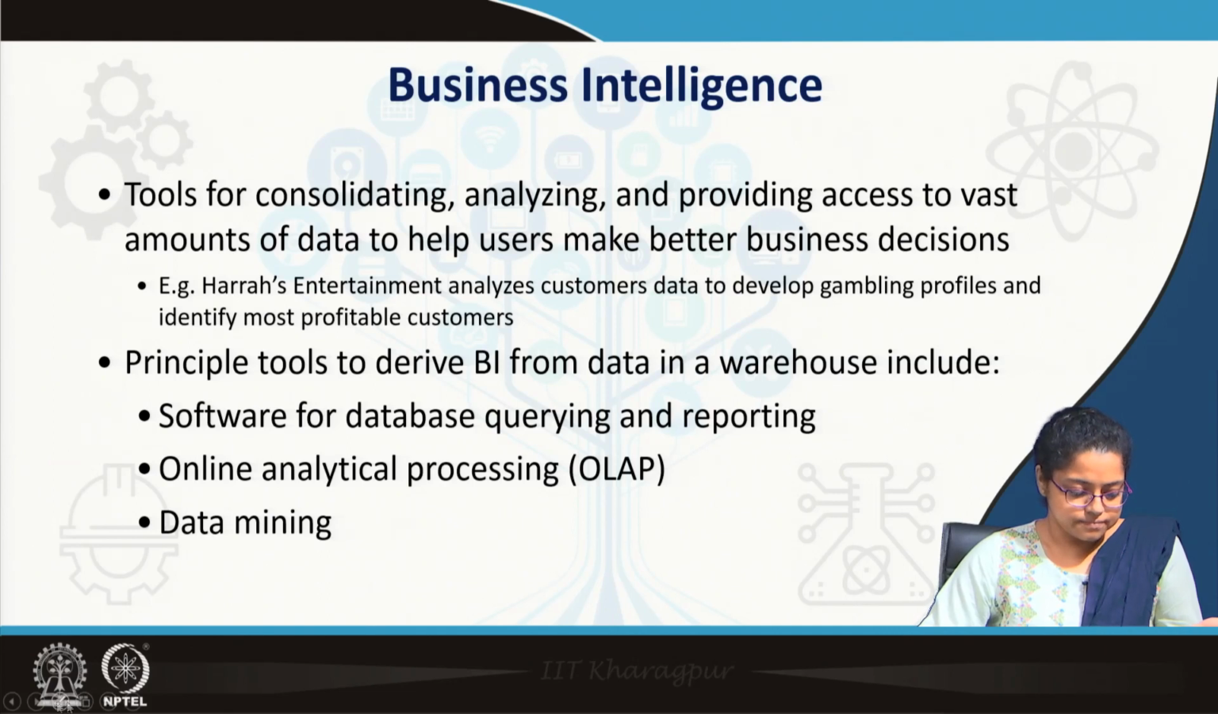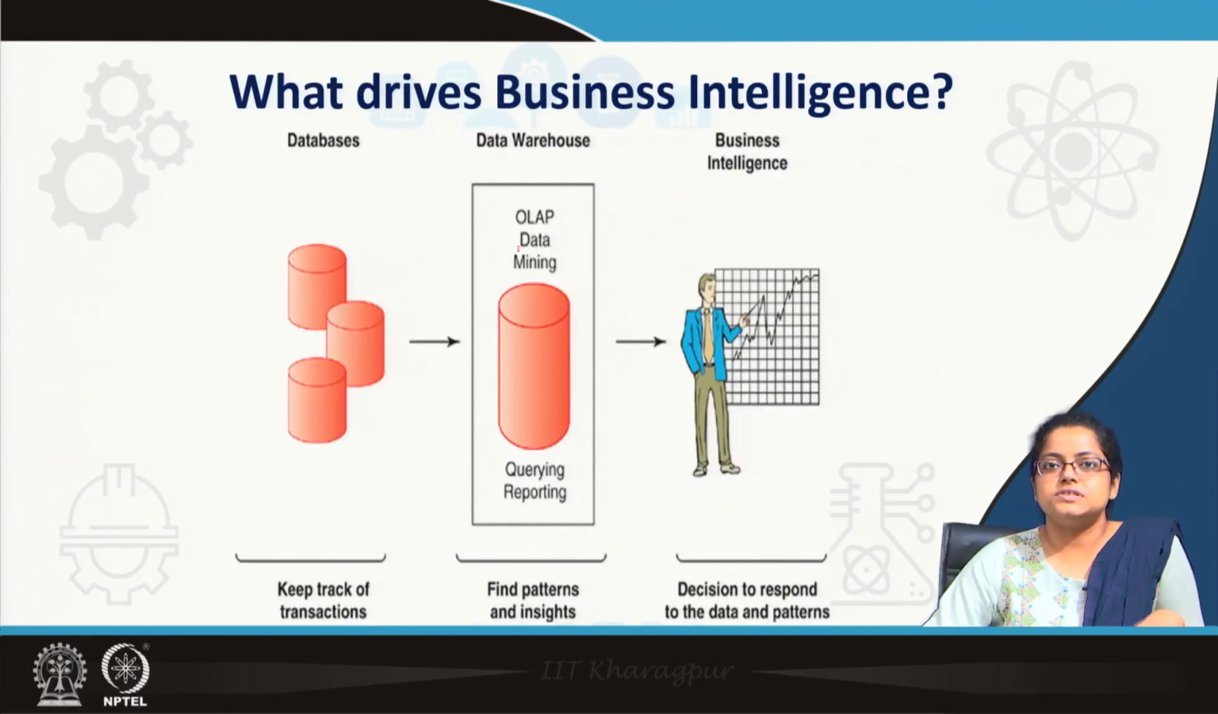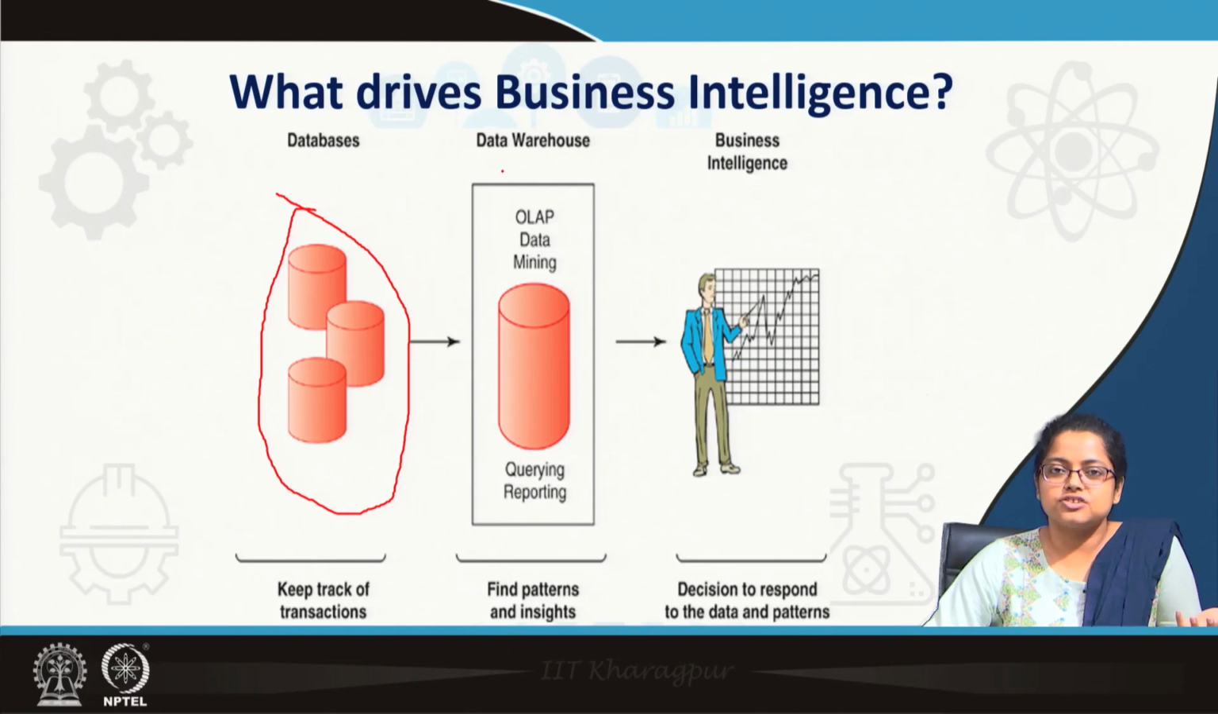Okay, let's proceed. What drives business intelligence? Again, this highlights whatever we discussed a few minutes back. There are multiple databases in organizations that keep track of transactions. We had earlier discussed that we have current transactional databases, historical databases, and internal as well as external databases or data sources. All of the data is extracted, transformed and then loaded into the data warehouse.